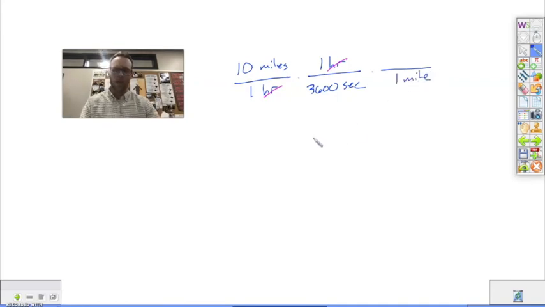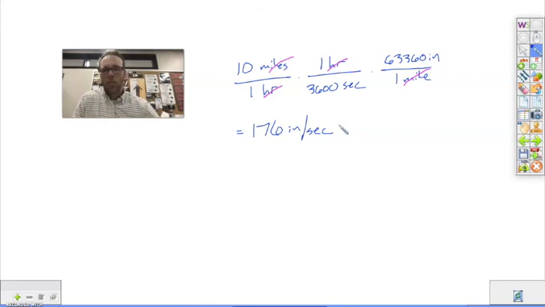Well, there's 5,280 feet in a mile and 12 inches in a foot. So that puts me at 63,360 inches in 1 mile. I'm just curious how this is going to work. I'm going to take 10 times 63,360 and divide it by 3,600, and we get 176 exactly. How convenient that worked out. Inches per second. All right, so that's what we have for a speed.